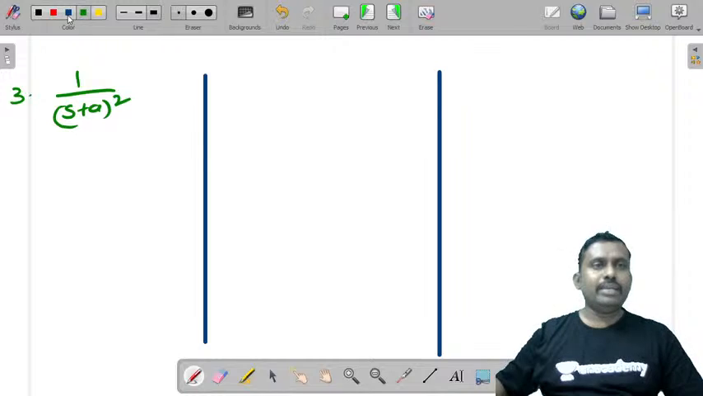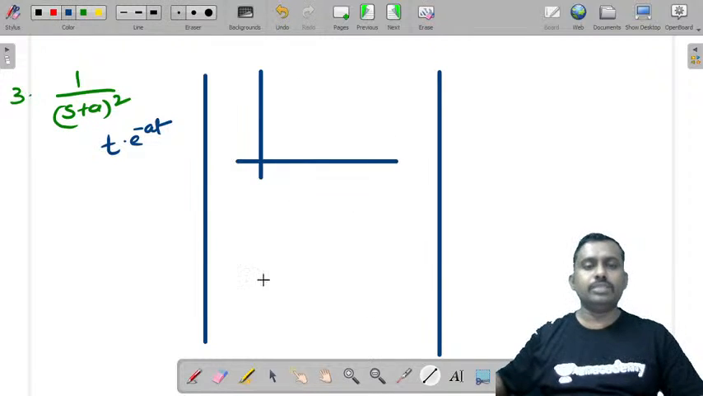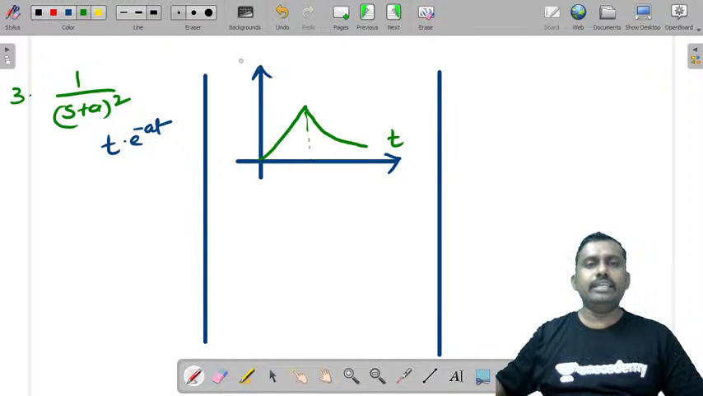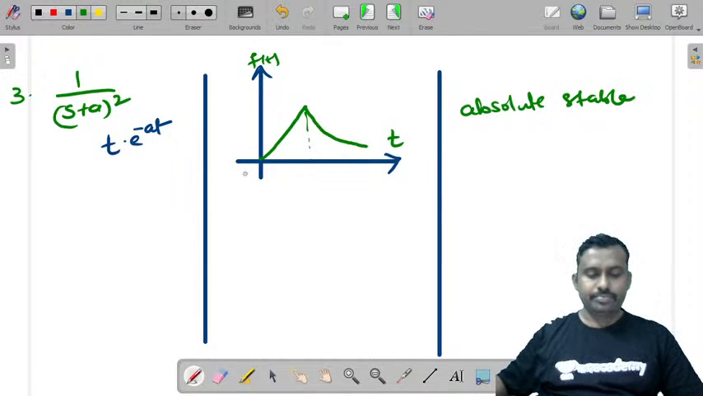The Laplace inverse of this is t into e power minus at. The response will be something like this. If you plot the response, this is t multiplied by e power minus at. So this is t and this is f of t. This is also an absolutely stable system.